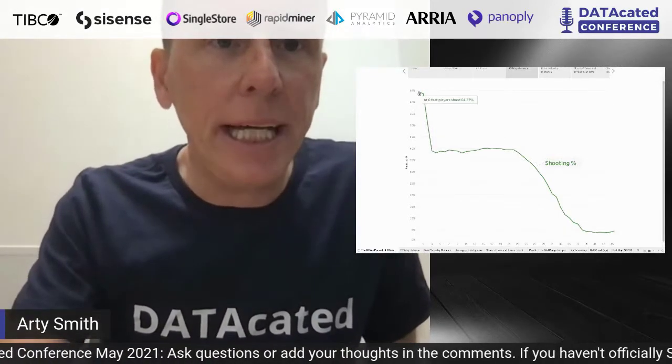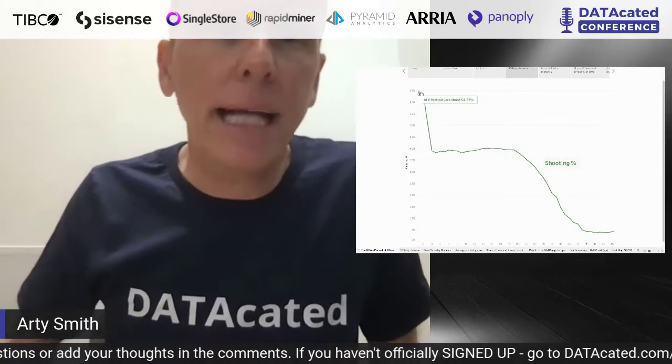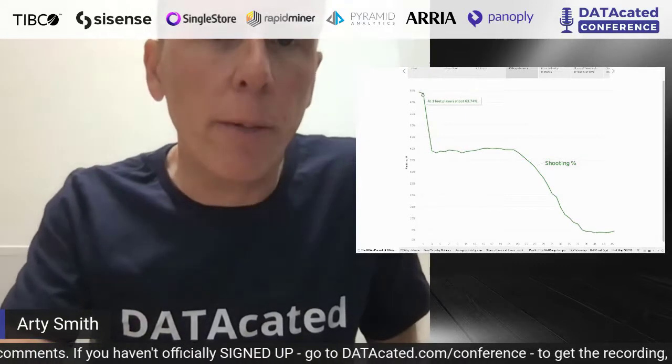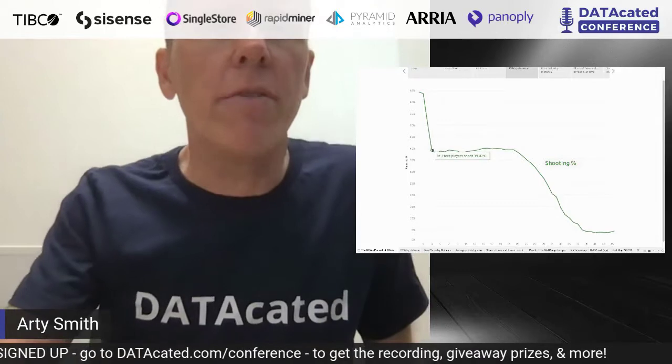And what we can see is that when players are very close to the basket, so here at 0 feet, they make 64% of their shots. At 1 foot, it drops to 63.7%, 2 feet, okay, and 3 feet.